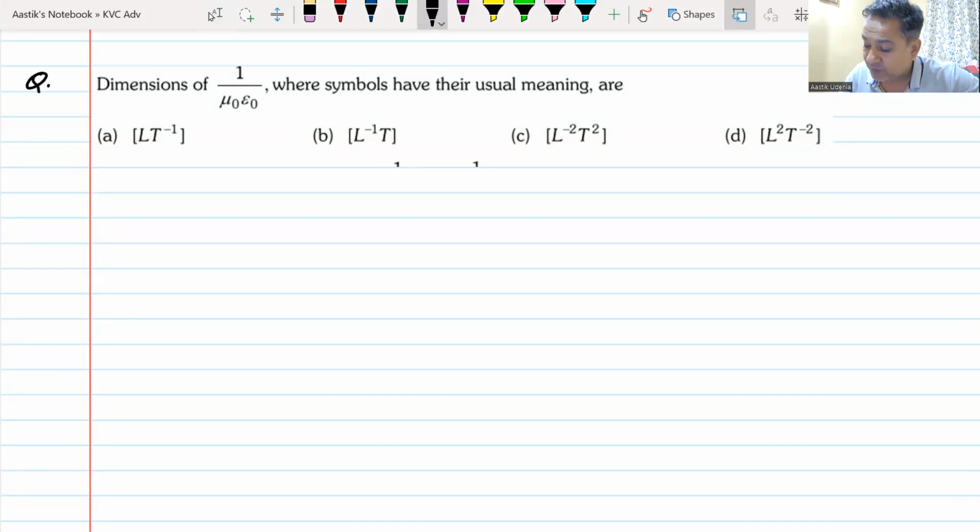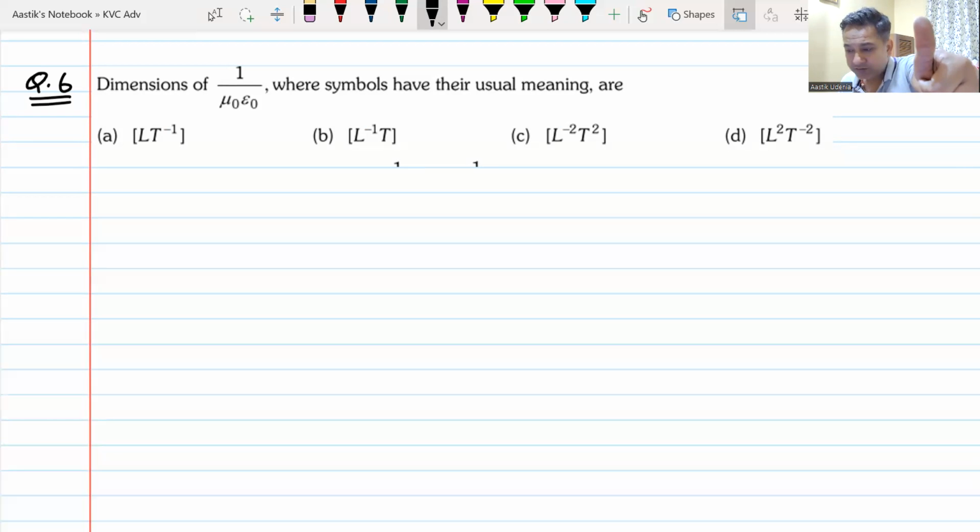This is question number 6. What is the dimension of this one? And I hope that you can give me the answer. Remember, it is going to test your knowledge of 12th standard. Normally with 11th standard students, I do not do these questions because they do not know what is epsilon naught and what is mu naught, so there is no point of doing this. With you guys, I'm confident that you know what is mu naught and epsilon naught. Yes or no?